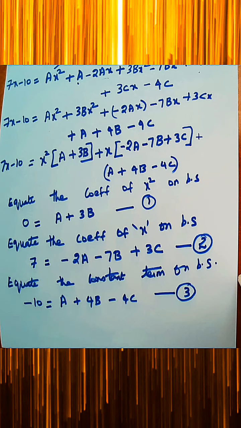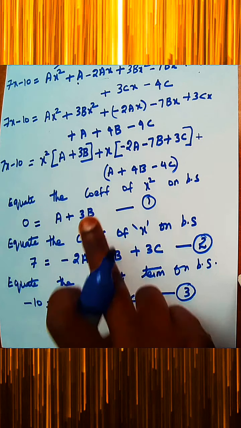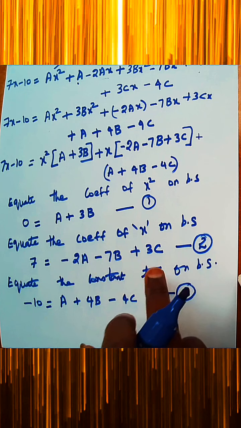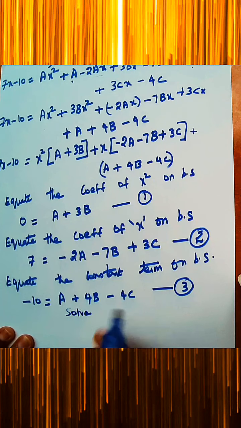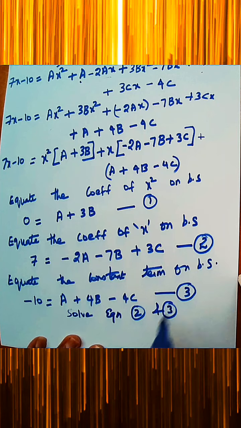That will be your equation 3. Now what we are going to do, we are going to solve these 3 equations to get the value of a, b and c. How can we do it? These are 3 linear equations. What we can do is solve equation 2 and equation 3, because there is no c variable in equation 1, right? Here you have all a, b and c for equations 2 and 3. So we'll solve equations 2 and 3.